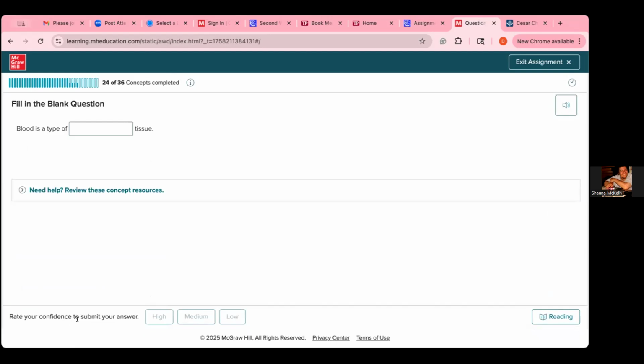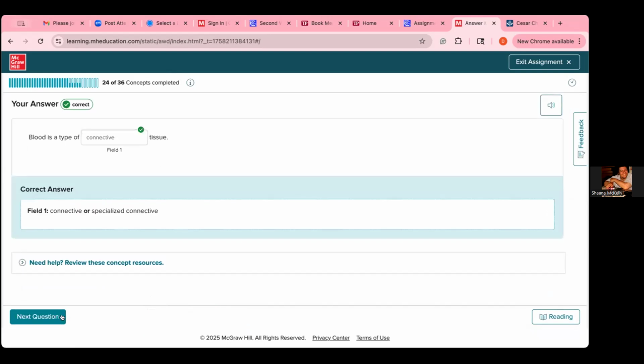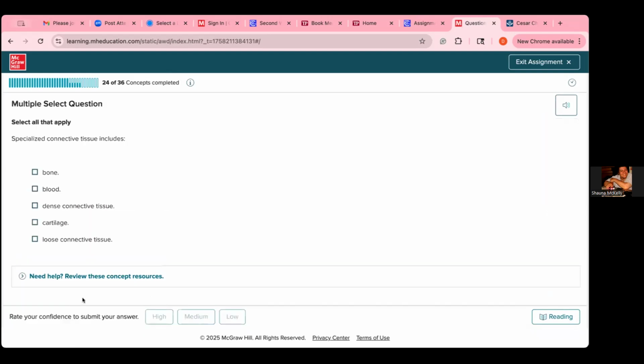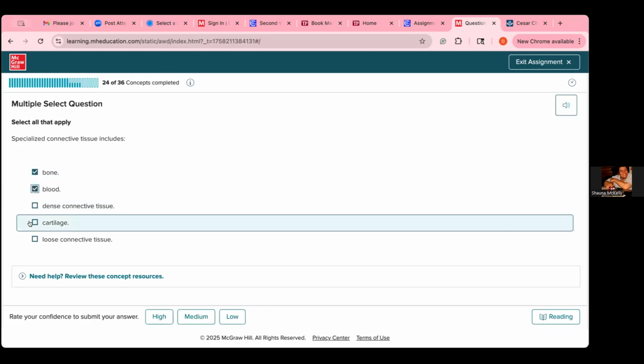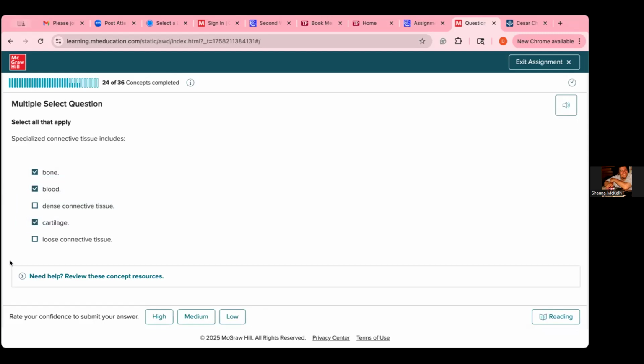Okay. Blood is a type of connective tissue. Specialized connective tissue includes bone, blood, and cartilage. Those are the specialized ones. The other two on the list are called proper connective tissue.